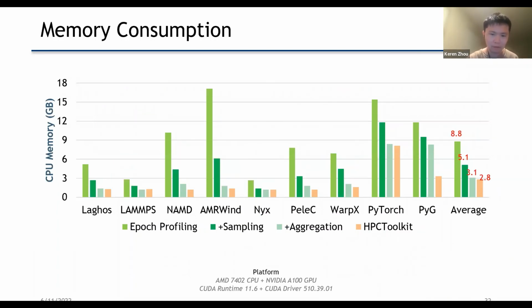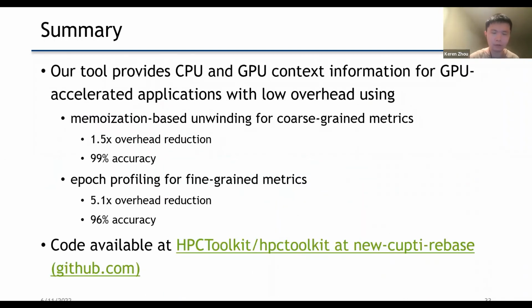In the end, we have evaluated our tool's individual techniques to reduce CPU memory consumption at runtime. We can see that we started with basic Epoch profiling that has 8.8 gigabytes memory usage on average, but then with sampling and aggregation, we trimmed the memory consumption down to 3.1 gigabytes, which is comparable to HPCToolkit's 2.8 gigabytes memory consumption.